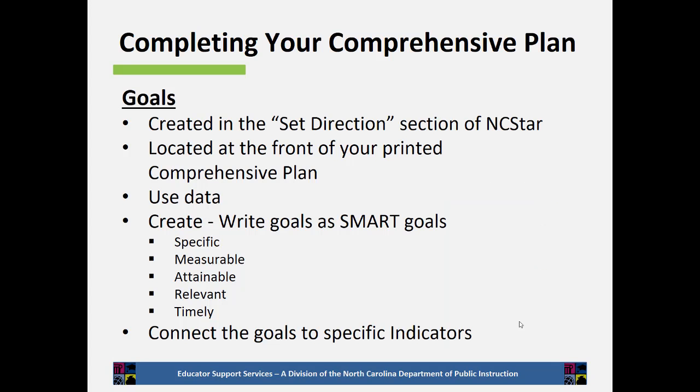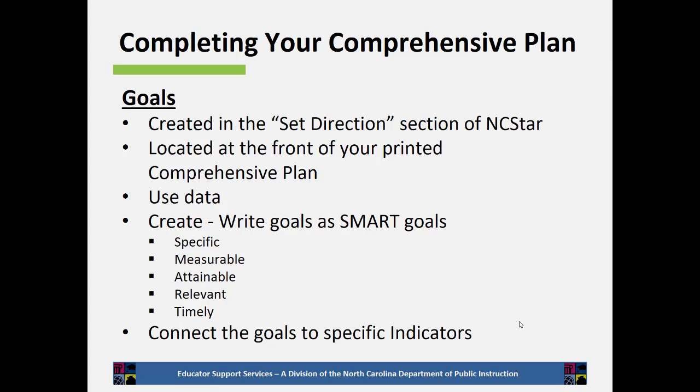So the first thing that we want schools to do is really work on their goals. When we review and give feedback to plans, we see quite a large number of schools that have no goals in their plan. And for us, it just becomes this question around, well, how can you complete your plan if you don't know what your goals are, if you don't know what you're trying to achieve? So spending the time to create goals is really important. You do that in the Set Direction section of NC STAR. When you print out your comprehensive plan, it actually shows up in the front on the first page of your plan.